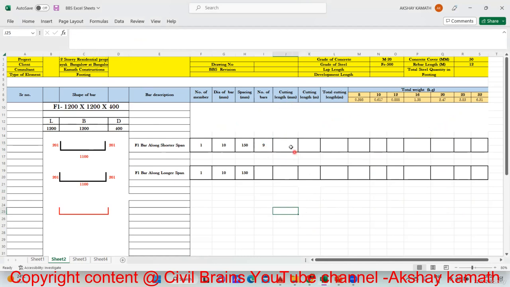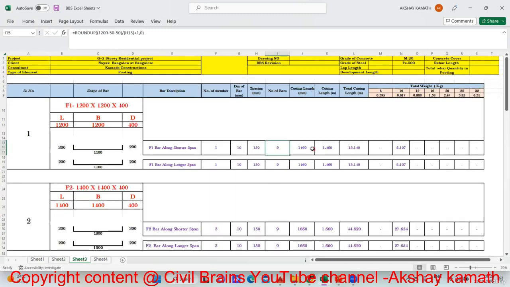So now coming to the cutting length. How do you find the cutting length? Now cutting length is very simple. You know this length, that is 1100, and if I add 201 to that, and if I add 201 to that, if I add everything, I'll get the total cutting length. Very simple. So we'll do the same thing now. Okay, so the cutting length will be, let me see what I've done here. Yeah, okay.